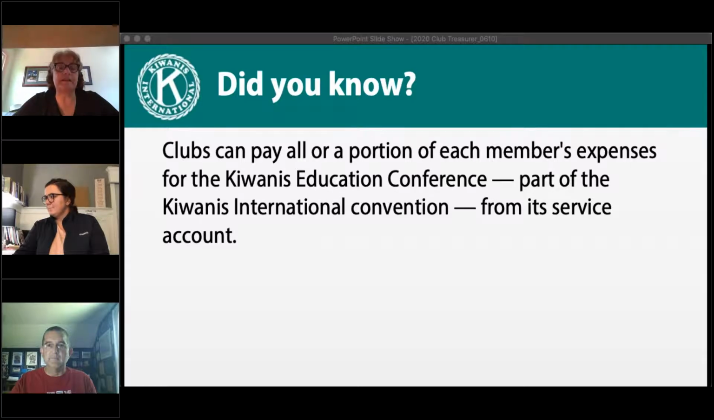The question was raised about liability insurance being included in administrative and in service. And that is correct. You can take money from your service account for your liability insurance, because the liability insurance covers the service work that you do.